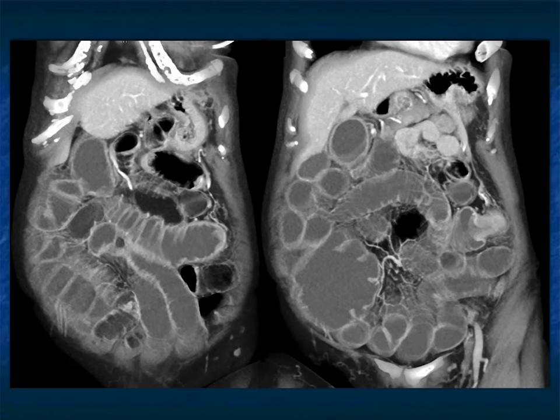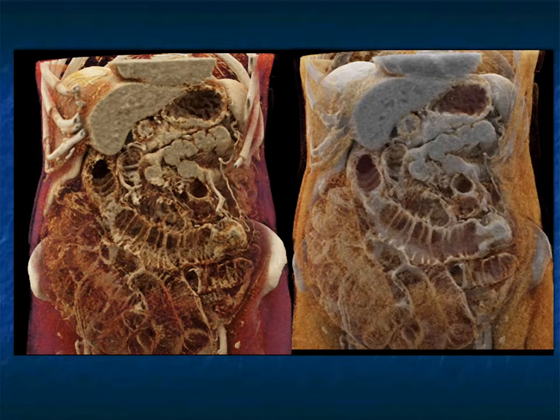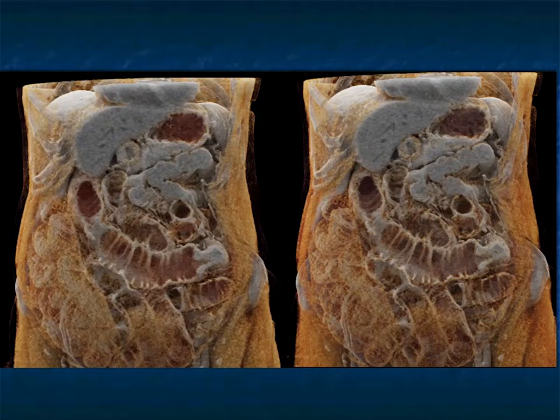A really nice example of showing you on the coronal and on the 3D volume rendered images, which you see here, the transition point. The bowel is dilated to that point, and then the bowel is narrowed, and there's areas of thickening and enhancement. You could see it very nicely here on the cinematic rendering as well, and here as well.